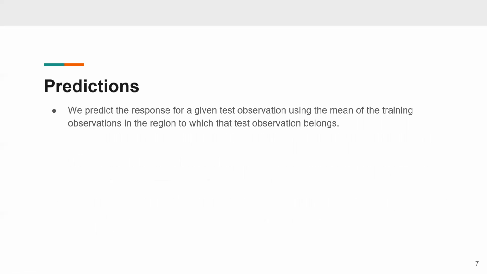Once we are able to identify all the regions, we can use the average to do the predictions: the average of all the observations that belong to this specific box or region.